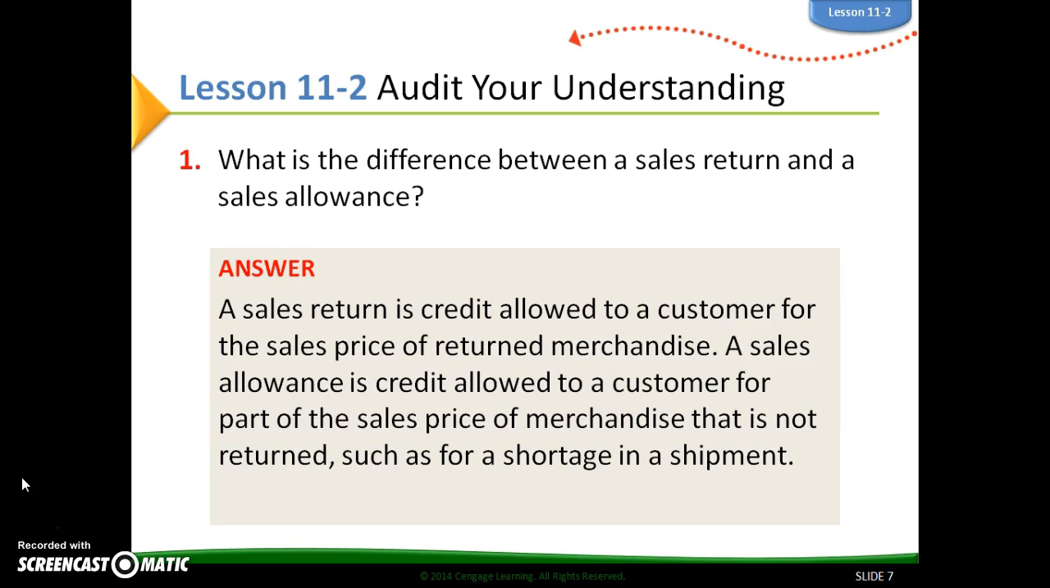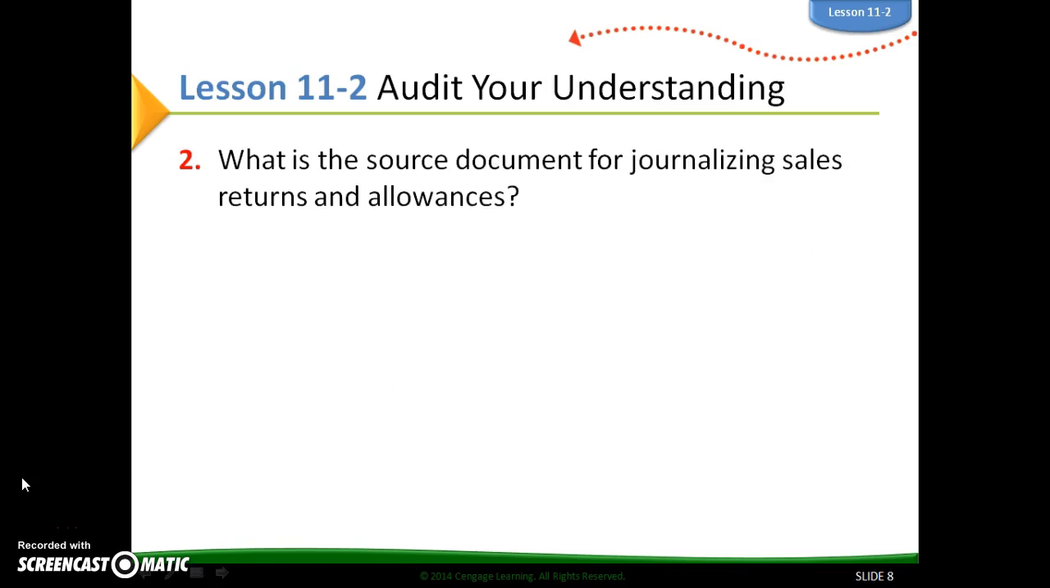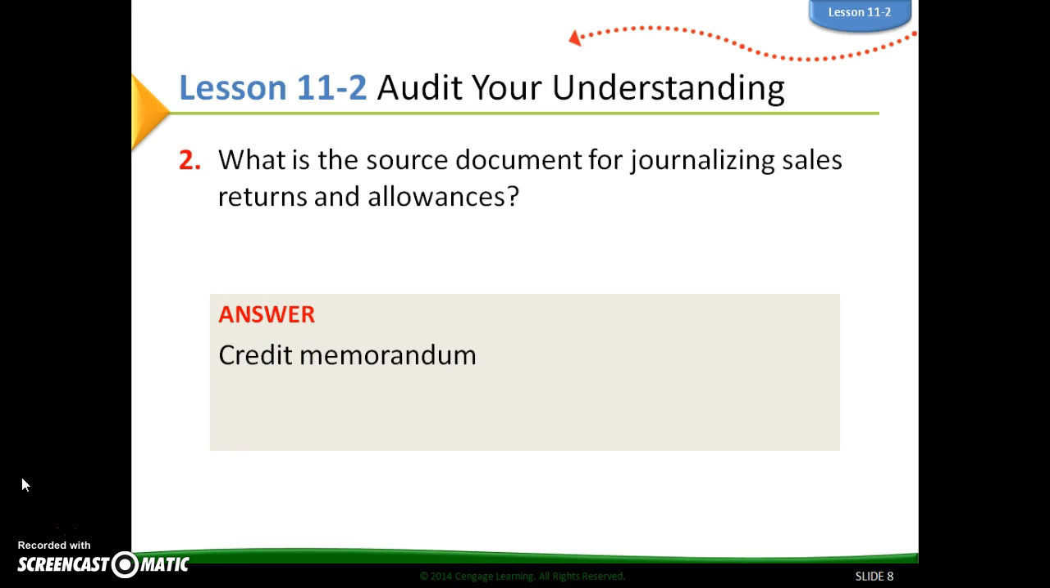And you know, sometimes when you're operating a business, it doesn't make sense to have customers return the merchandise to you, depending on either how badly it's damaged, or you might not be able to sell and repair it, or it might just be a reduced quality issue and with a slight discount a customer is happy. So there are times when it makes sense to do an allowance instead of a return. The source document for journalizing sales returns and allowances, that would be a credit memorandum.